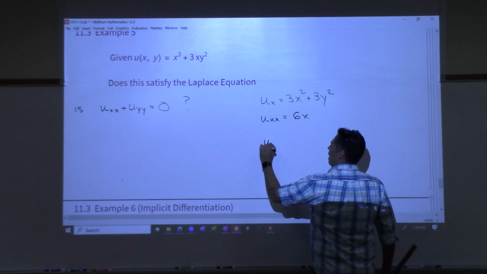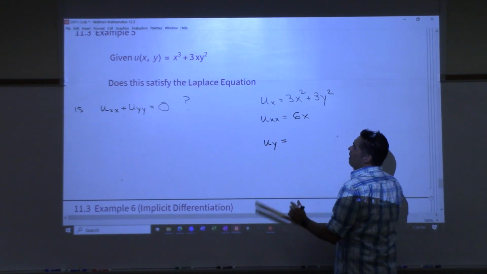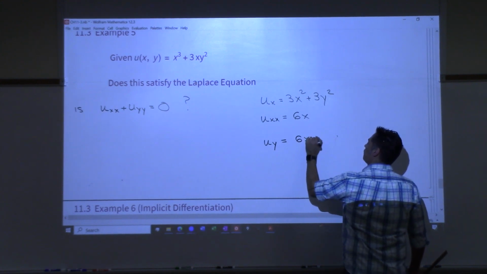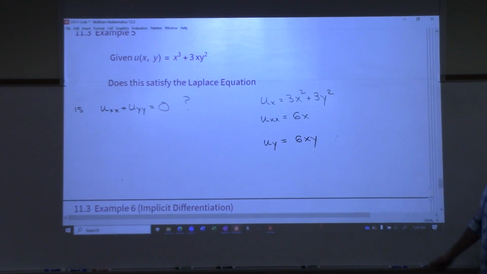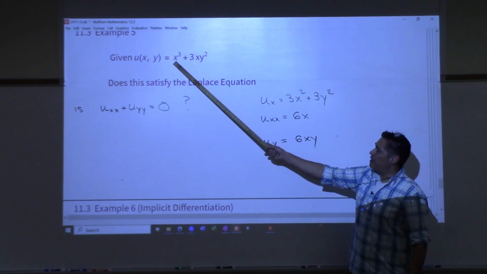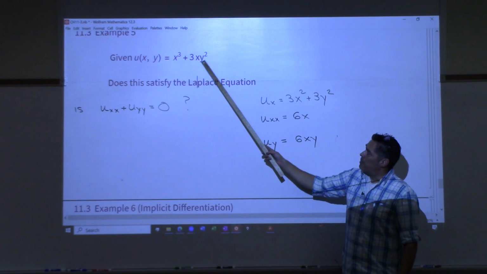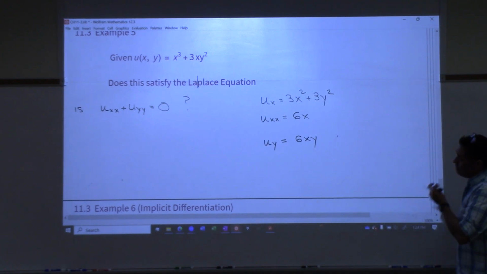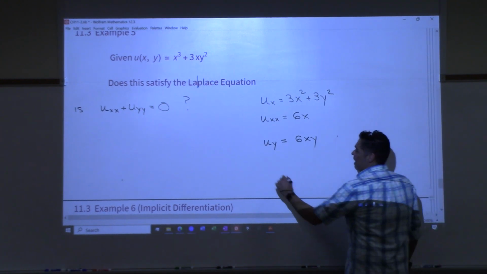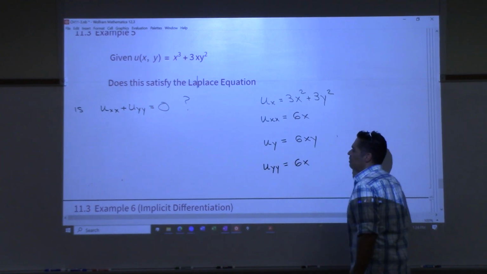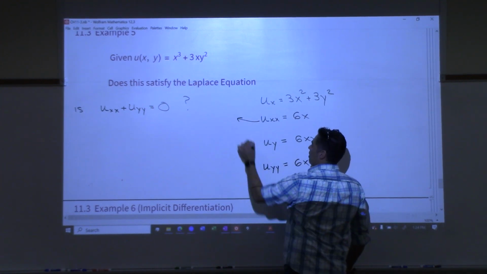Okay. Now let's take the partial of that with respect to y. That should just give you 6xy, because this is treating x like a constant in the partial with respect to y. So we're just taking the derivative with respect to y, holding the x constant. And now we do the partial of that with respect to y a second time. And we get 6x.